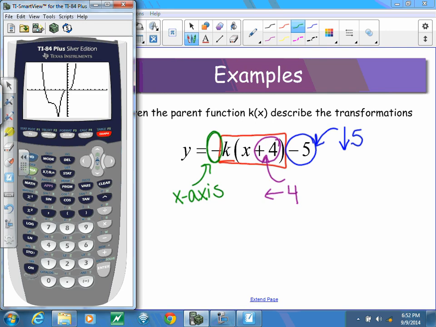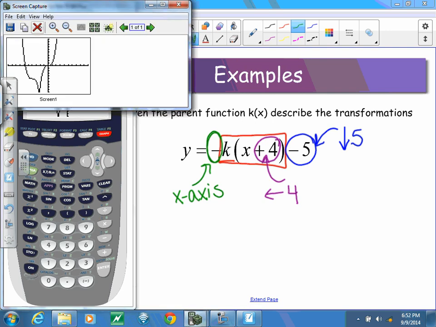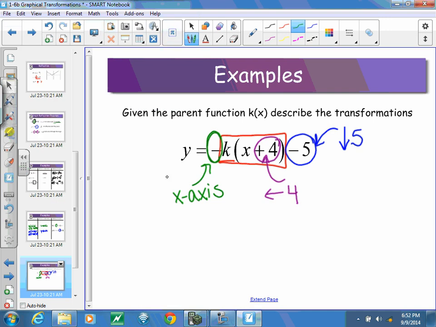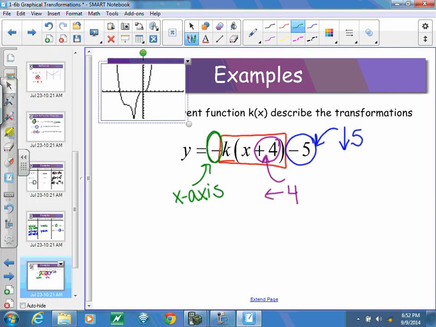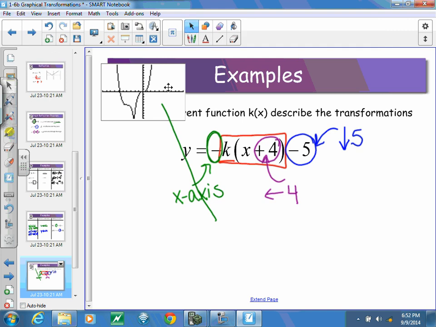All right, so what I'm going to do here is take a picture of it just so I can paste it on the screen here. There we go. All right.